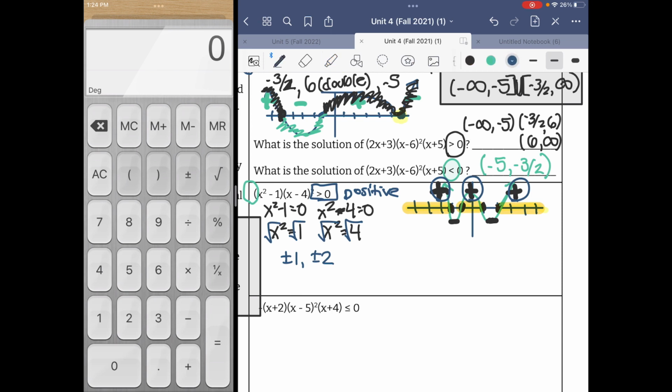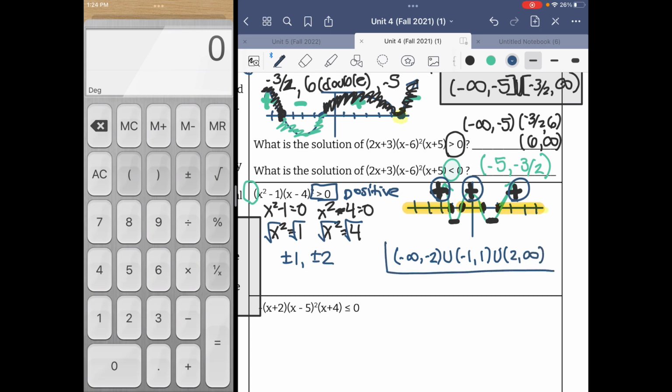Which means my answers are going to be negative infinity to negative 2, parentheses, because it's not where it equals to, negative 1 to 1, and 2 to infinity.